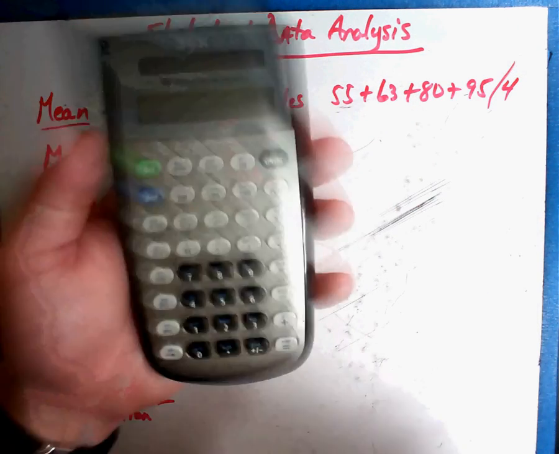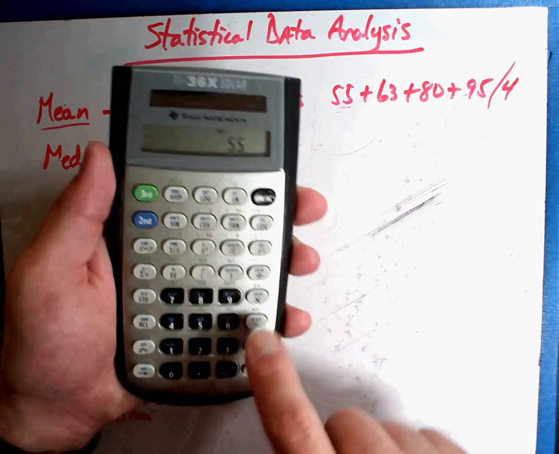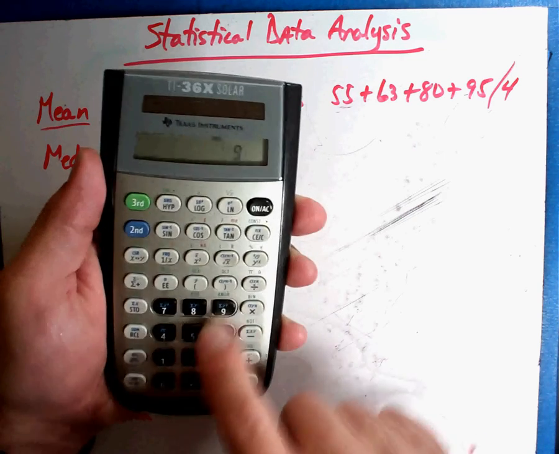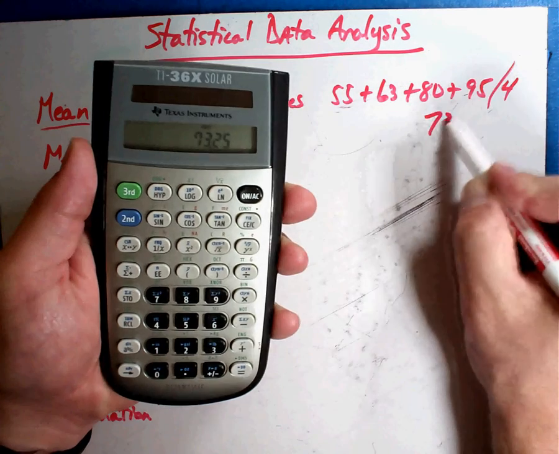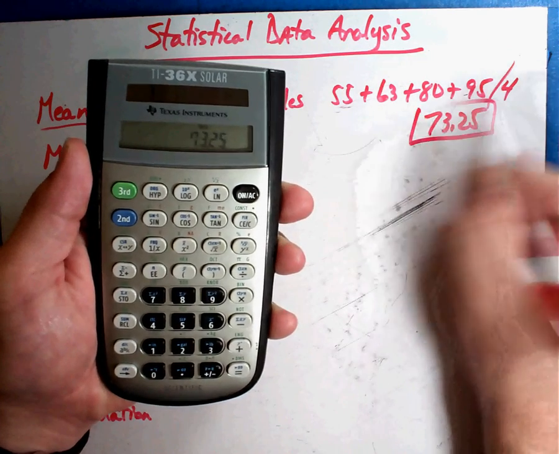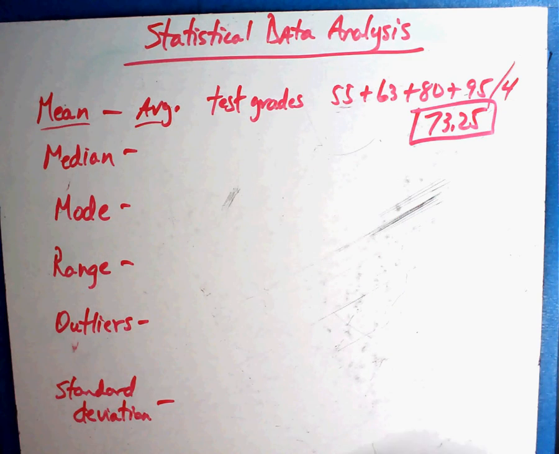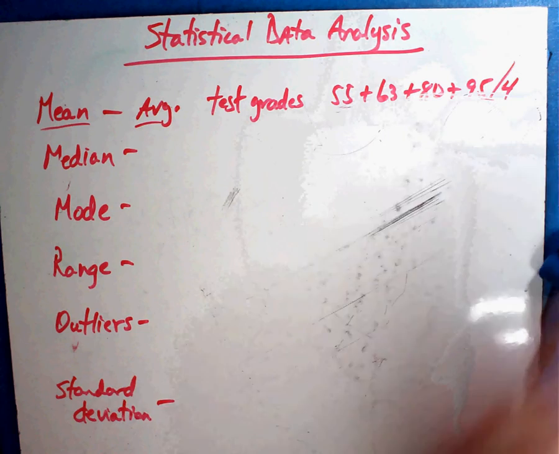So 55 plus 63 plus 80 plus 95 equals, divided by 4, my average is 73.25. It's just a simple average of all the numbers you have. That's what mean is. It's just averaging. I'll take some of that out for some space.